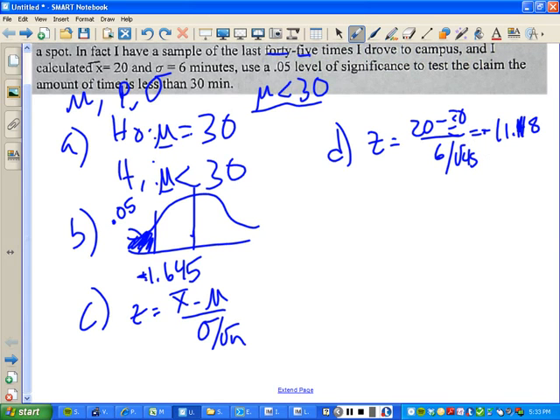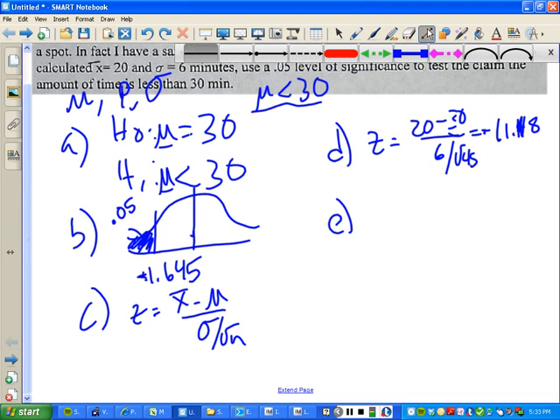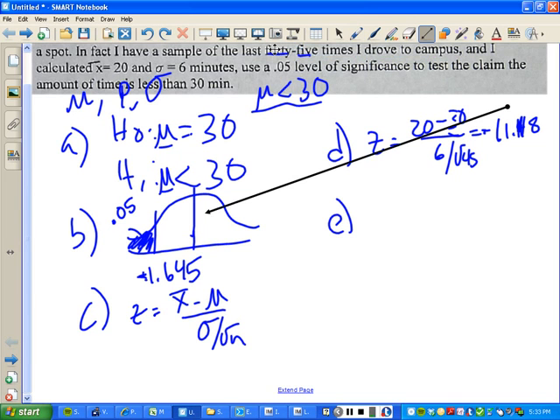Okay. Now, where does that negative 11.18 fall? You got to put it somewhere on this chart. Where does it fall?